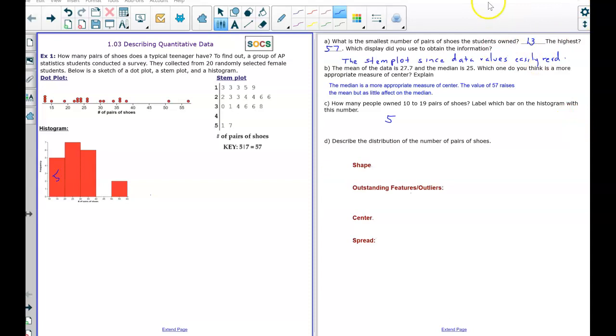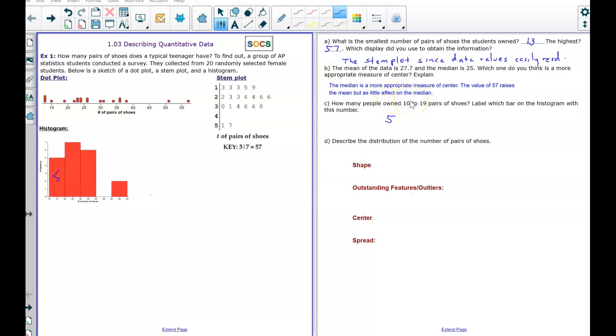So the smallest number of pairs of shoes surveyed was 13, and the largest was 57. And although you could have also obtained the information from the dot plot, the easiest one to read was actually the stem plot because the data values were actually visible.